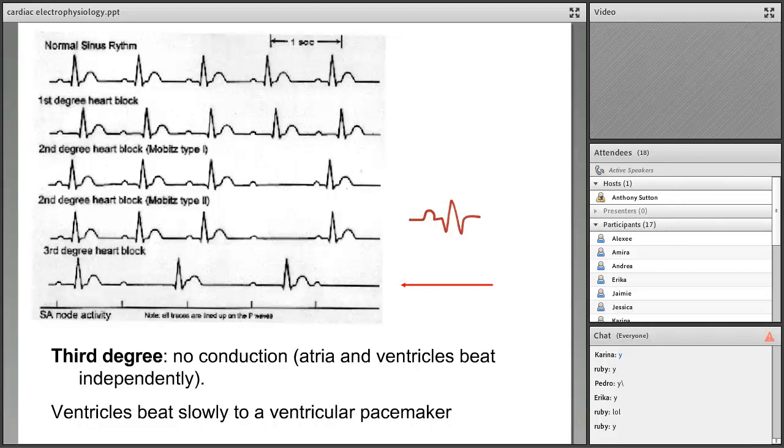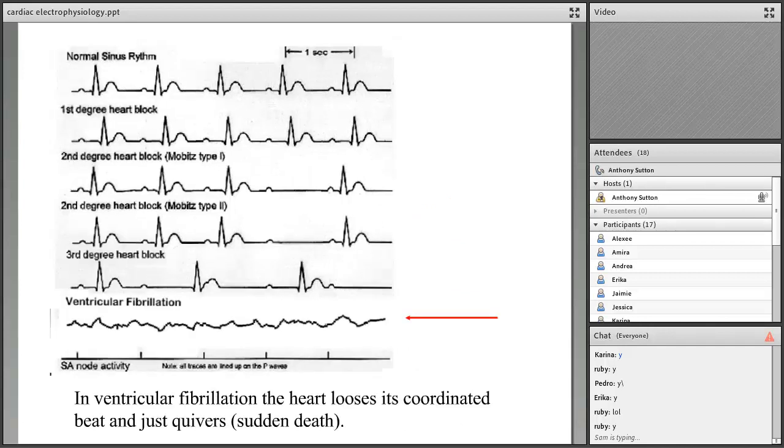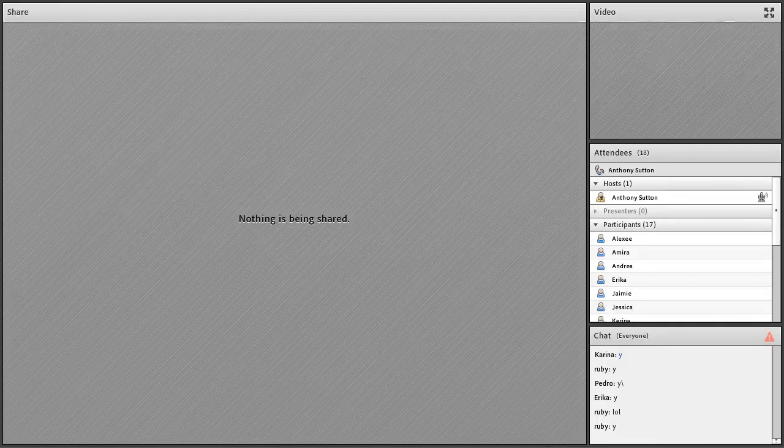So those are your 3 heart blocks. Any questions on that? Everybody got it? Make sense? All right. Okay, so pretty much in terms of electrical conductivity, that's all you need to know about electrical conductivity of the heart. Okay, everybody got that?